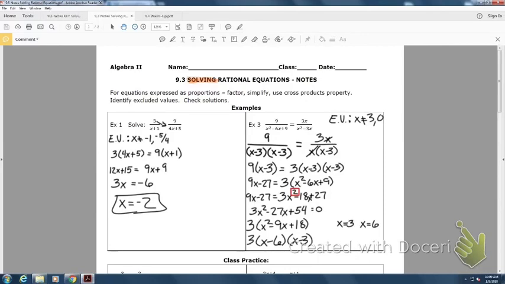Okay, can both of those be an answer? No. Which one cannot be the answer? 3, which we identified at the top. So how you would actually write that on there would probably look something like that. You would still write the x equals 3, but then you can check and show me that, well, it doesn't work. Okay.